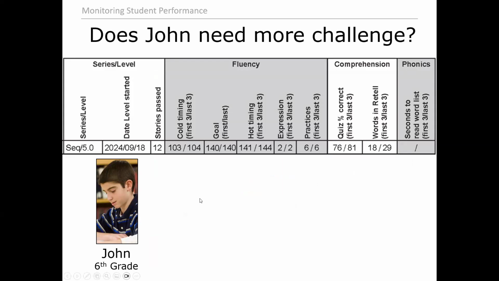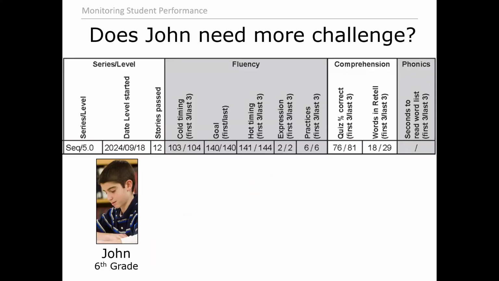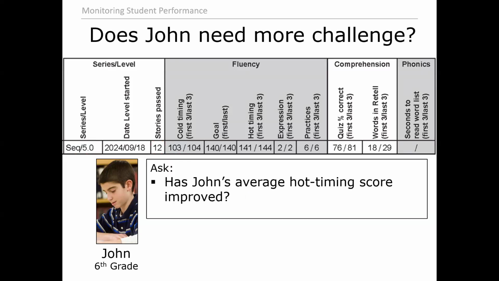So now we're going to take a look at John. John is a student who makes too many errors to pass on the first attempt. We are going to take a look at whether or not he has made enough progress to make a change. But any student who makes too many errors on the first attempt is suspect, right? I don't know that I want to change anything about that. We cannot tolerate inaccuracy.